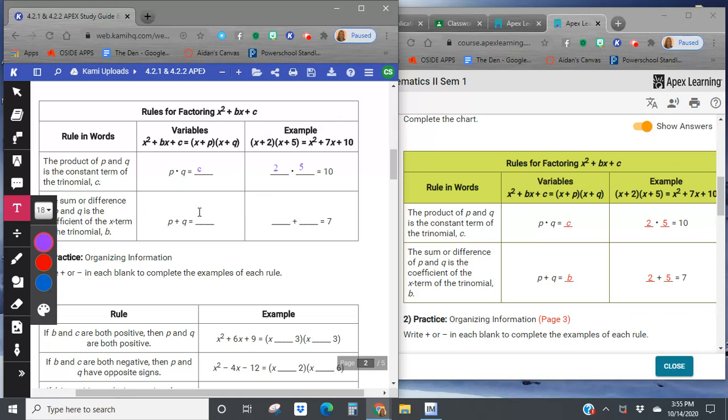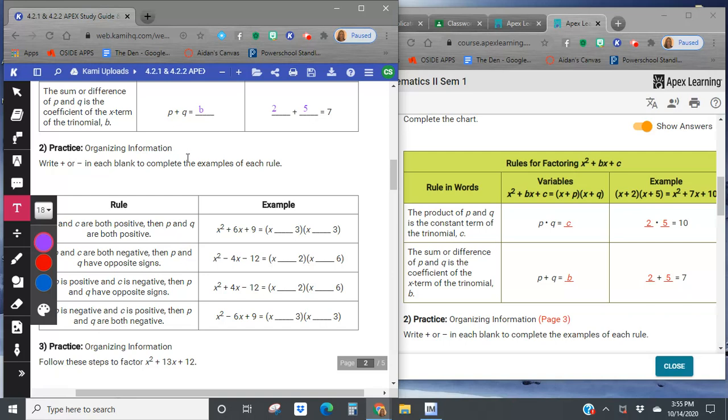Now we want a number where we sum them and get the middle coefficient. So p plus q is going to equal that b coefficient, or 2 plus 5 equals 7. So what plus what equals 7? 2 and 5. What times what equals 10? 2 times 5 equals 10. So my two factors are x plus 2 and x plus 5.